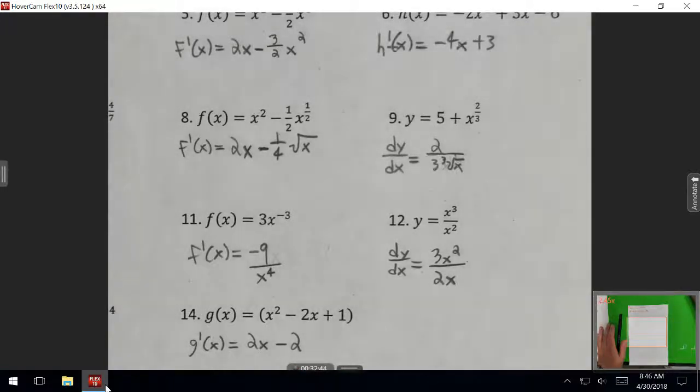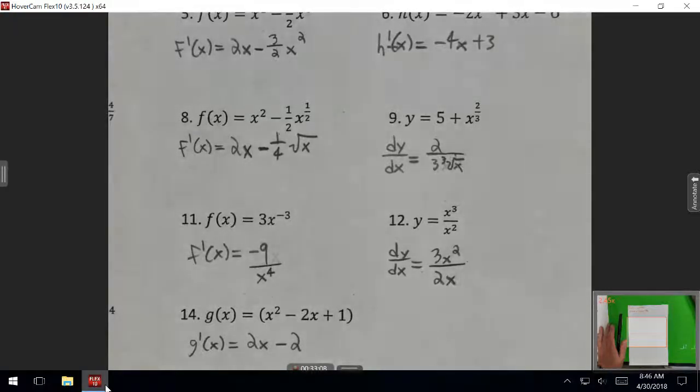So x squared would be 2x because you bring the 2 down and multiply it by 1, and then 2 minus 1 is 1. So you get 2x, and then you do negative 1/2 times positive 1/2 to get negative 1/4, and then x would be square root x.